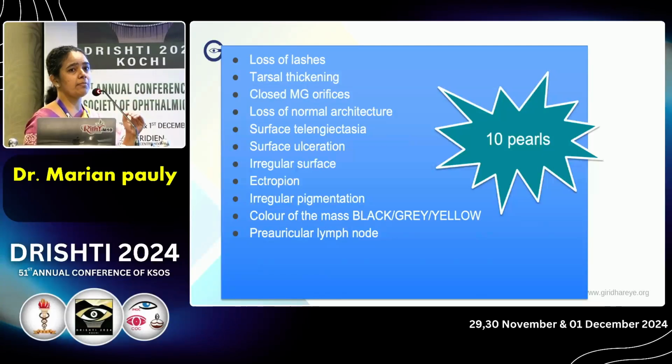Then loss of normal architecture. We have seen the normal architecture of the eyelid margin from Dr. Shebin's presentation. So anything, either rounding of the posterior margin or some loss of lashes or thickening, is a loss of normal architecture. Then surface telangiectasia, that I will come to later with the pictures. Then surface ulceration, irregular surface, ectropion, then irregular pigmentation. Usually if you see black, everything should be uniform color. But if in some area it is black, some area it is gray, some area it is white, then you have to be really suspicious. Then the color of the mass I have already told, and finally preauricular lymph node.